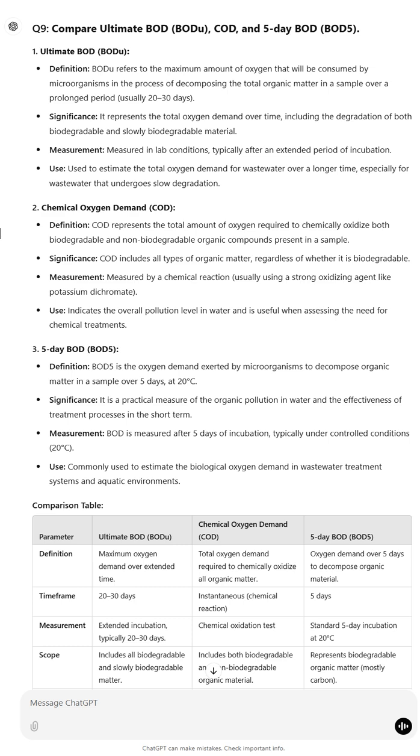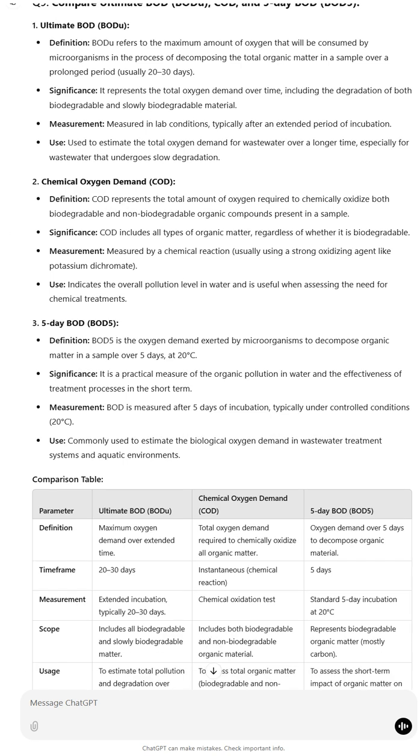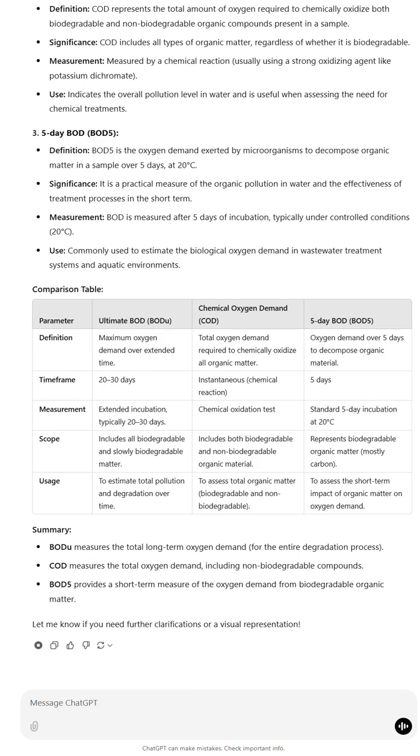Comparison table. Parameter: ultimate BOD, BODU; chemical oxygen demand, COD; 5-day BOD, BOD5. Definition. Maximum oxygen demand over extended time.